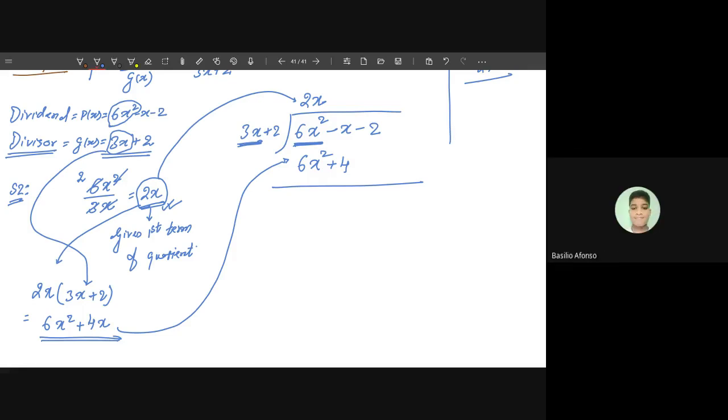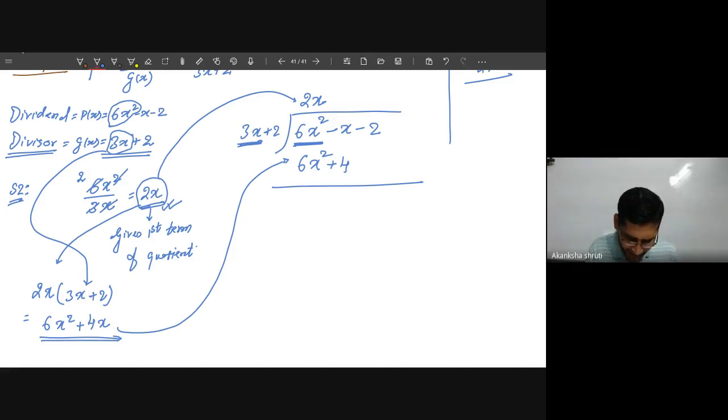Students, what did we do first? We took the ratio of the first term of the dividend and the first term of the divisor. That we have obtained as 2x. Now this 2x has to be multiplied with the entire divisor. The entire divisor is 3x plus 2, so 2x is multiplied with 3x plus 2. We get the other polynomial 6x square plus 4x. This 6x square plus 4x has to be written just below the dividend.